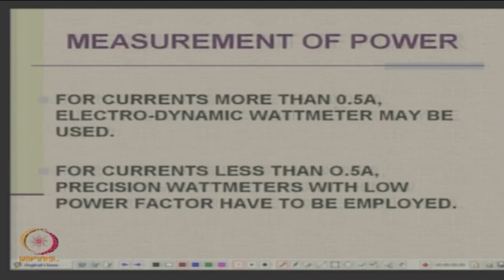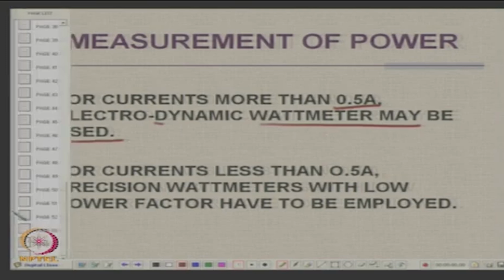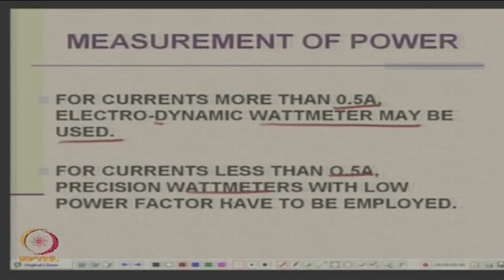For currents more than 0.5 amperes, a different electrodynamic wattmeter may be used. Again, nowadays we have better systems with power analyzers. For less than 0.5 amps, a precision low power factor wattmeter has to be employed.